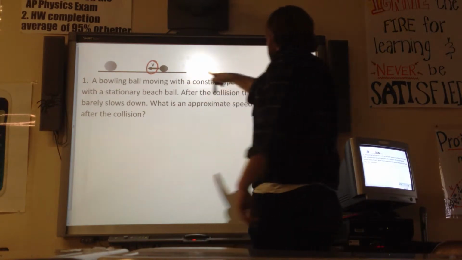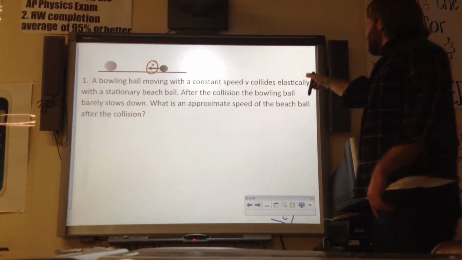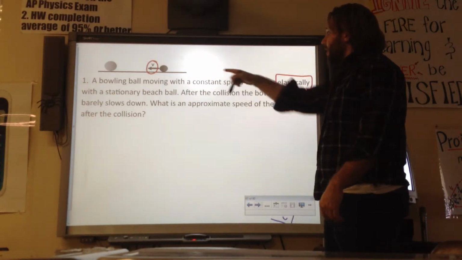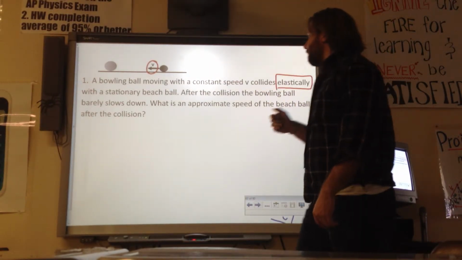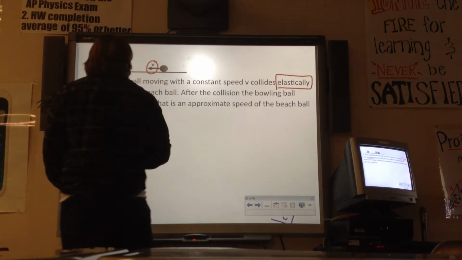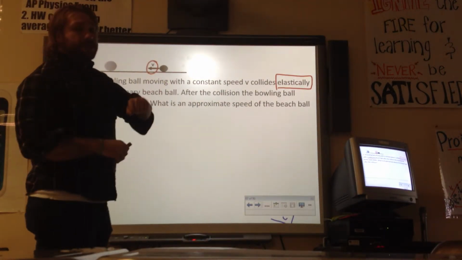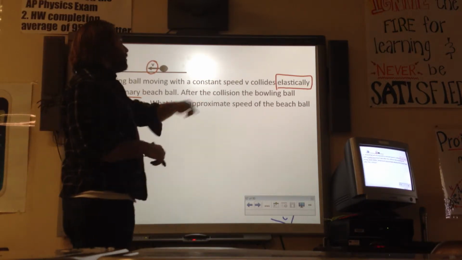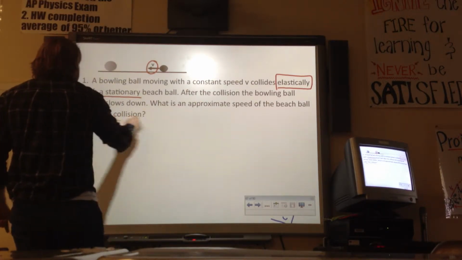So I read the question. The bowling ball moving with a constant speed v collides elastically, key word there, elastically, with a stationary beach ball. Another key word, stationary. We'll come back to that in a second. After the collision, the bowling ball barely slows down. What is an approximate speed of the beach ball after the collision?